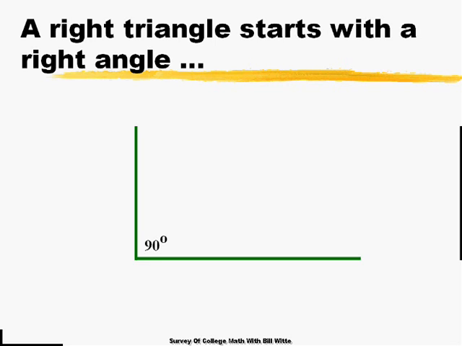We may not say that all the time. We may put a square. Okay, if you see that, that means it's a 90-degree angle. Even if it doesn't look like one, it is. The square is telling you that. So it starts with that right angle.